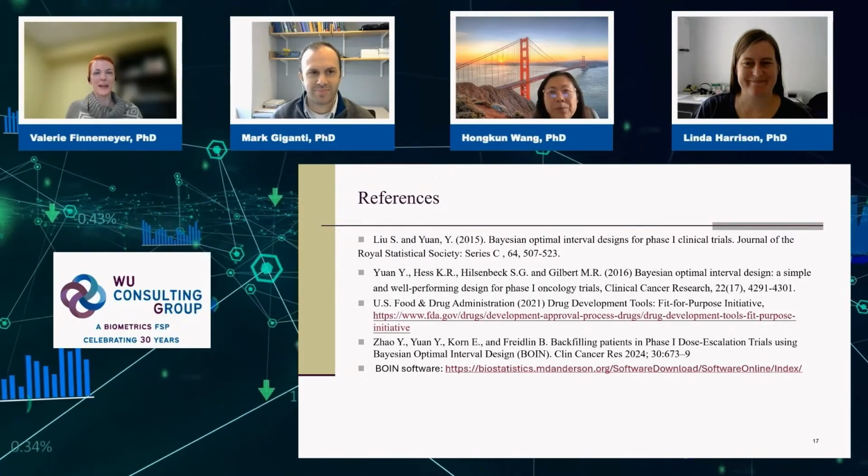Thank you very much. So you mentioned that the Bayesian optimized interval design has received the fit for purpose designation from the FDA in 2021. Are you aware of clinical trials that are leveraging this design at this point?